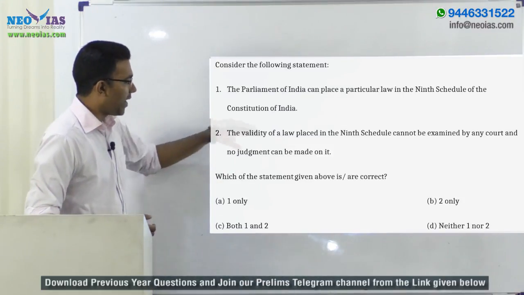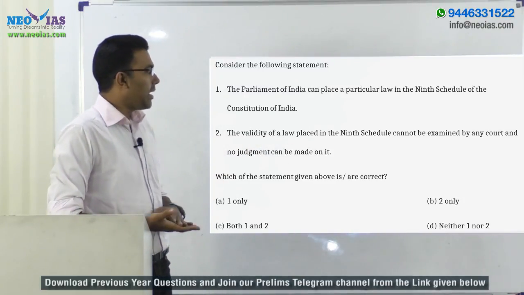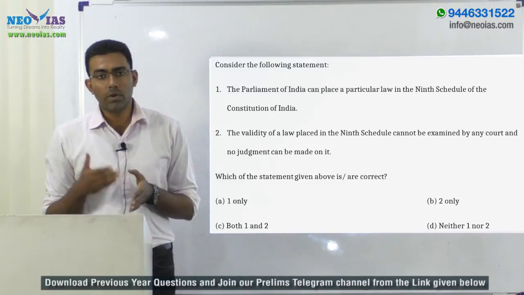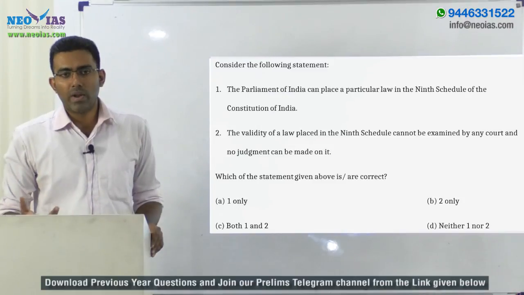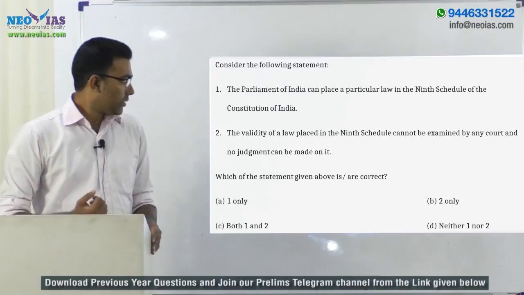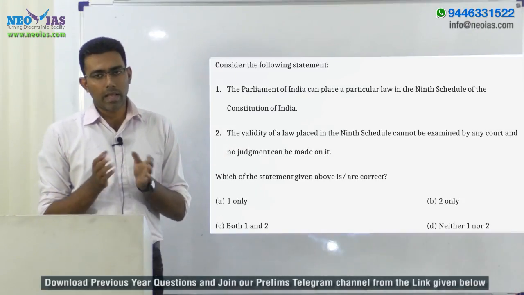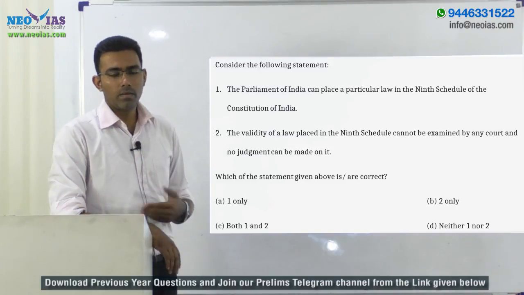The second statement, the validity of a law that is placed in 9th schedule cannot be examined by any court and no judgment can be made on it. Again, if you would have known about the basic structure, that is about the judicial review, you would have said that it is wrong. So the second statement can be eliminated. So here the second statement is wrong, that is, it can be questioned and reviewed by the judiciary.